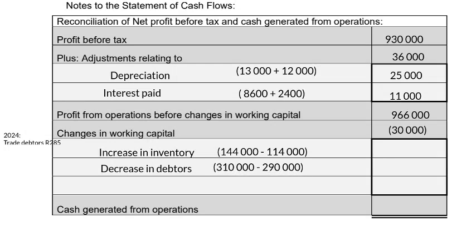310,000 minus 290,000 will then give you 20,000 out of brackets. It's out of brackets because we've received money from debtors, so it's a cash inflow for the company.